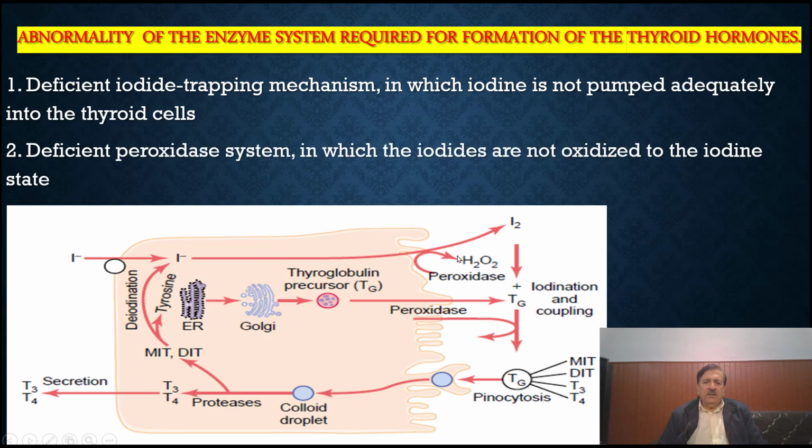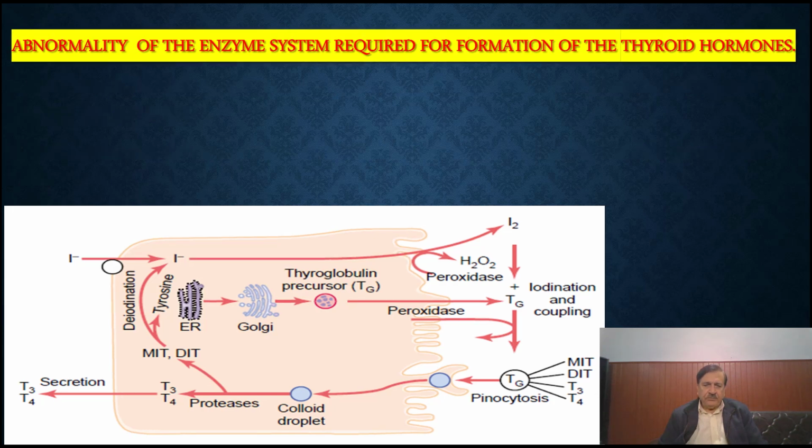Deficient peroxidase system, in which the iodides are not oxidized to the iodine state. You know that this iodide which is trapped by the thyroid cell is then transported to the lumen, and in the lumen this iodide is converted into iodine. In some cases the enzyme which is responsible for this conversion from iodide to iodine, the peroxidase enzyme, is deficient, and this oxidation of iodide doesn't occur, which leads to hypothyroidism.